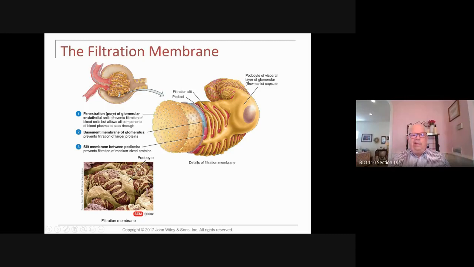So here are the pores. This is where things are filtrated. Okay? And that happens in the filtration membrane of the podocytes in Bowman's capsule, which is part of the renal corpuscle.